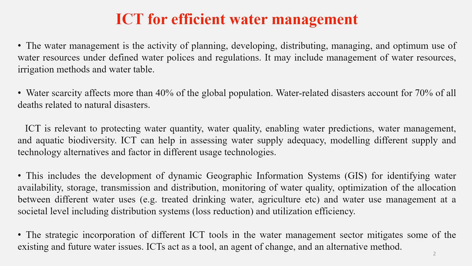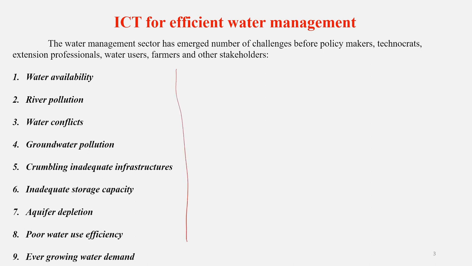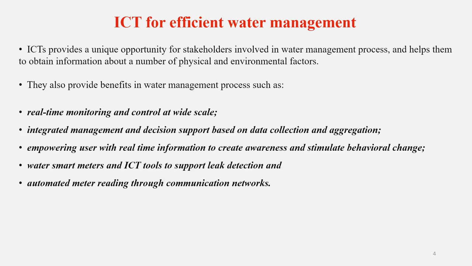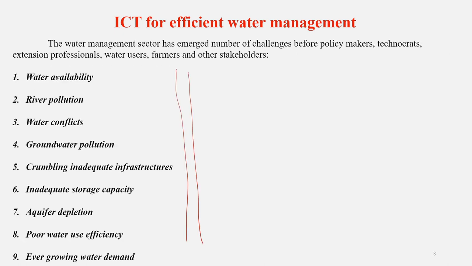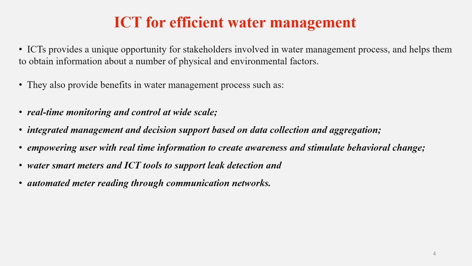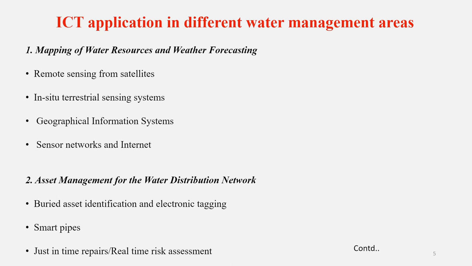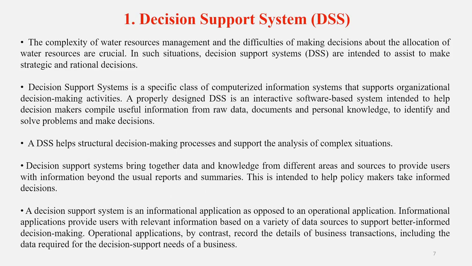topic that we discussed in this MOOC course: ICT for efficient water management. We looked at the various aspects associated with water management and how information communication technology can help to manage water, looking at all these various aspects: water availability, river pollution, water conflicts, groundwater pollution. So various important aspects associated with water management can also be studied with the help of ICT.